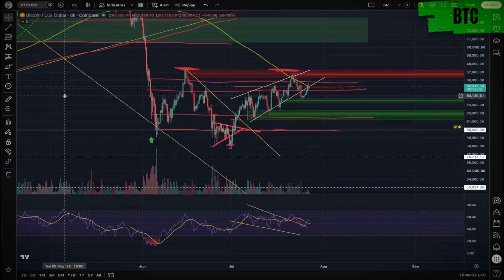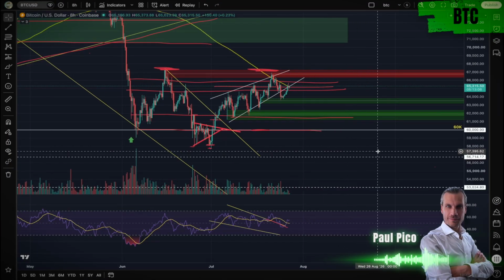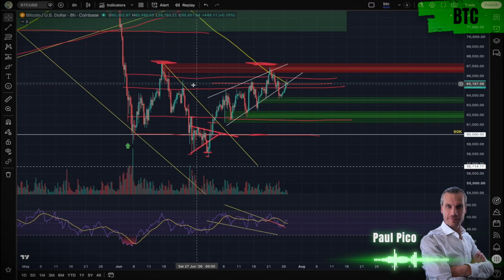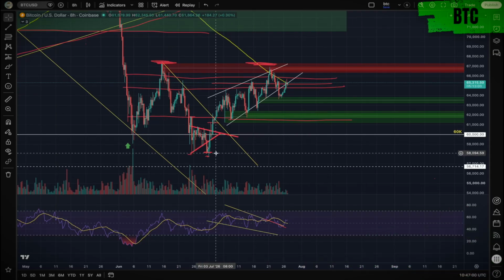Hi everyone, this is the Bitcoin 8-hour chart. Quite a messy little chart at present as we try and figure out what's going on. So let's just try and clean it up a little bit so it's a little easier to pay attention to. So we have this 60k level, of course, which we haven't tapped since we got out of this bear trap here at the beginning of July.